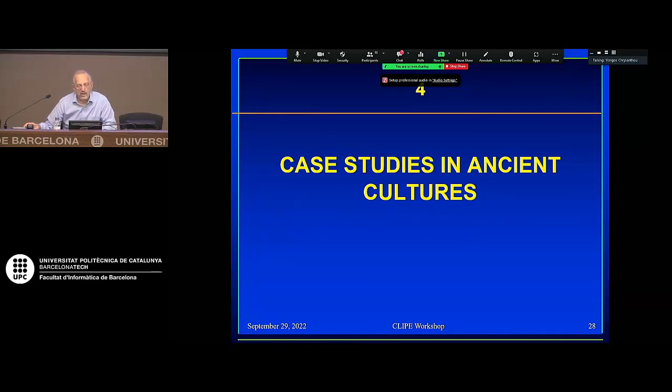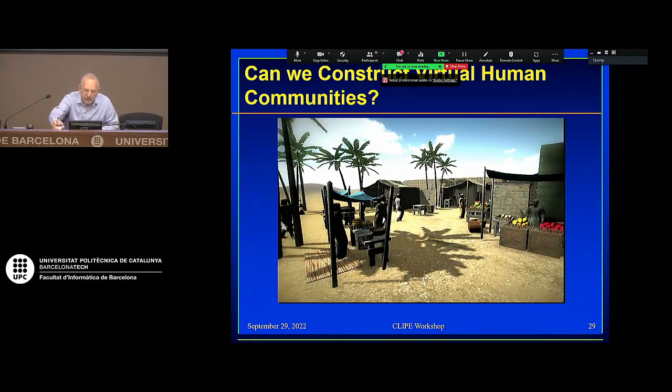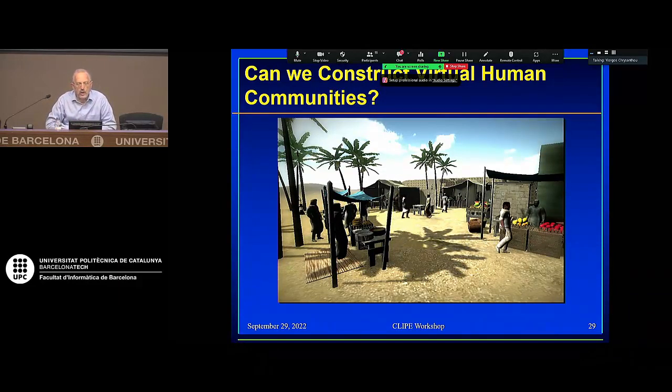Okay, so now the last part, which in a sense is the fun part, it's the recent part, and it's the higher level part, is putting everything together to try to reconstruct ancient cultures. Now, one could also reconstruct contemporary cultures, but ancient cultures have some other interesting problems of sometimes not knowing. So we actually started this work under a funded project at the beginning of 2010.